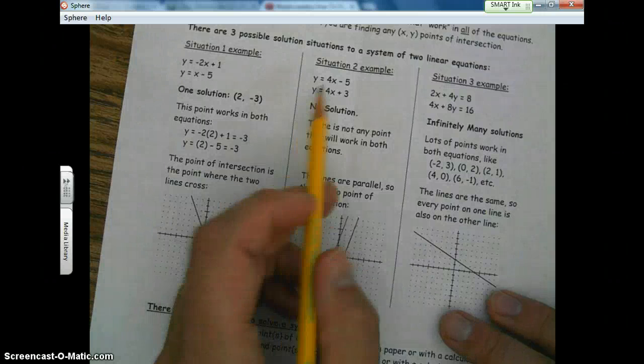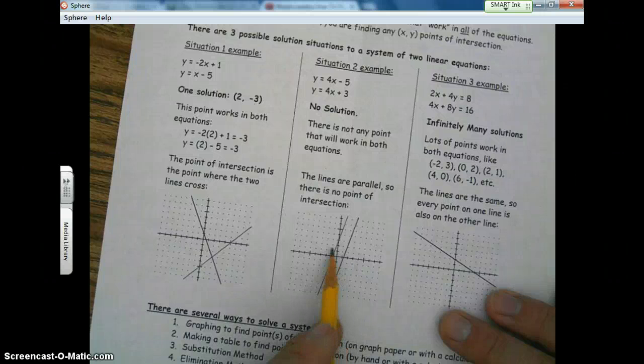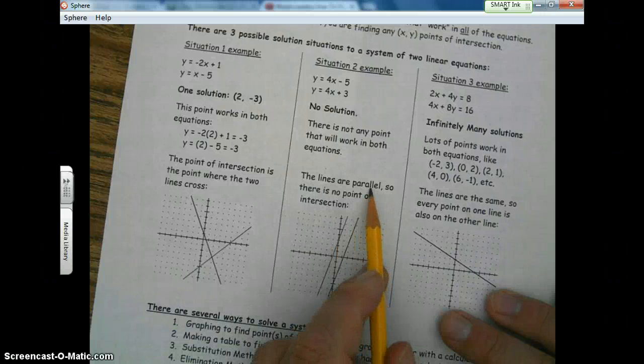Second situation. No solution. No solution means that the two lines do not intersect. And if two lines do not intersect, they are parallel to one another.